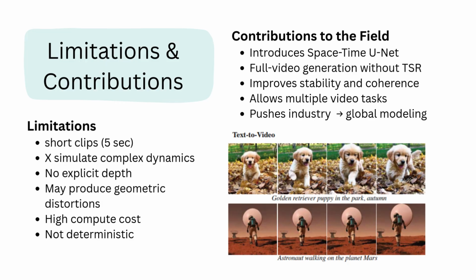It introduced the first practical space-time diffusion architecture, the space-time unit. It demonstrates full sequence generative modeling and shows superior motion consistency without TSR. And then next, it provides multitask support within one unified framework, and it pushes the field towards global spatial temporal modeling. So overall, Lumiere is a strong and influential step in the evolution of video diffusion models, and that's all for me today.